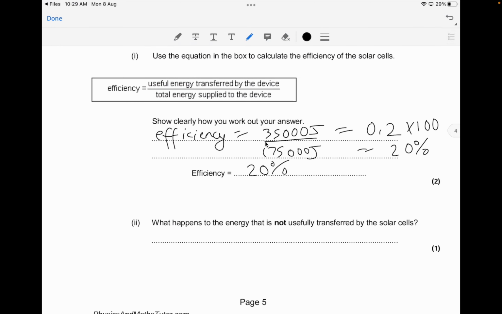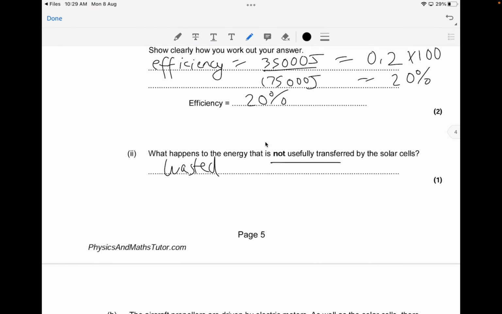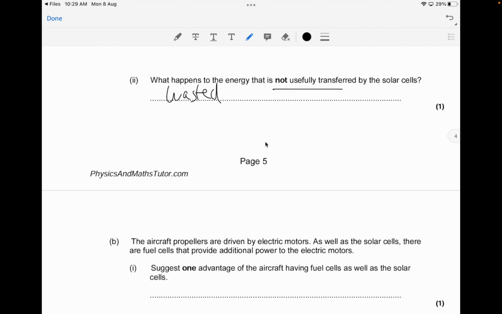Now, what happens to the energy that is not usefully transferred by the solar cells? Like I said, no machine is 100% efficient, so they're going to transfer this form of energy into useless thermal energy stores. So you're going to say it's just going to be wasted. That's it. That's your answer. For 1 mark, you just got to write down wasted. Or you can say it's just transformed to heat, or it's just transformed to the air surroundings. That should be fine as well. But just say it's wasted. It's wasted energy. That's all.